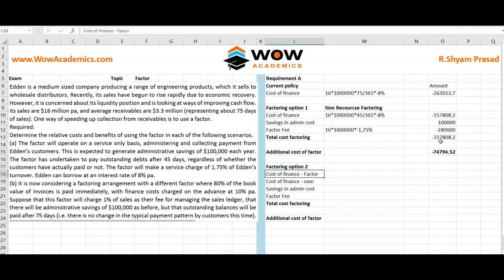So now we'll move on to option 2. Option 2 says it is now considering a factoring arrangement with a different factor where 80% of the book value of invoices is paid immediately with finance costs charged on the advance at 10% per annum. Suppose that this factor will charge 1% of sales as their fee for managing the sales ledger, that there will be administrative savings of 1 lakh as before, but that outstanding balances will be paid after 75 days.